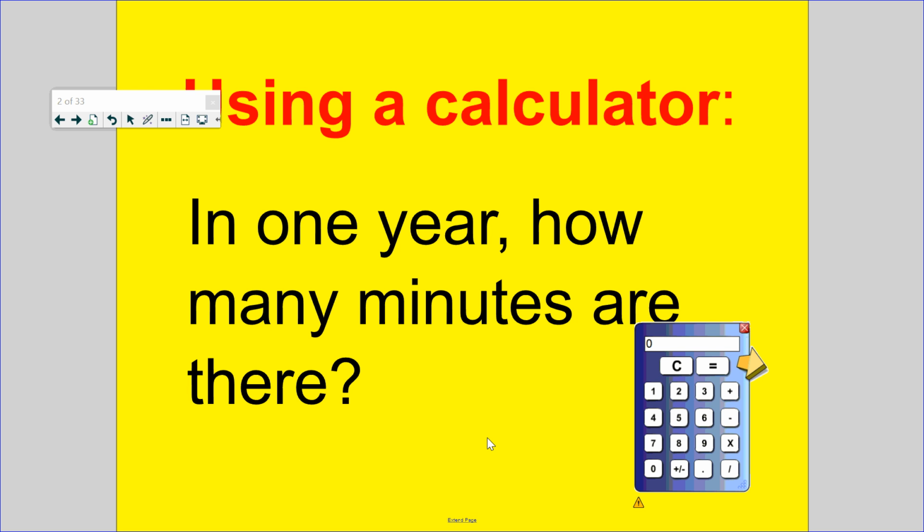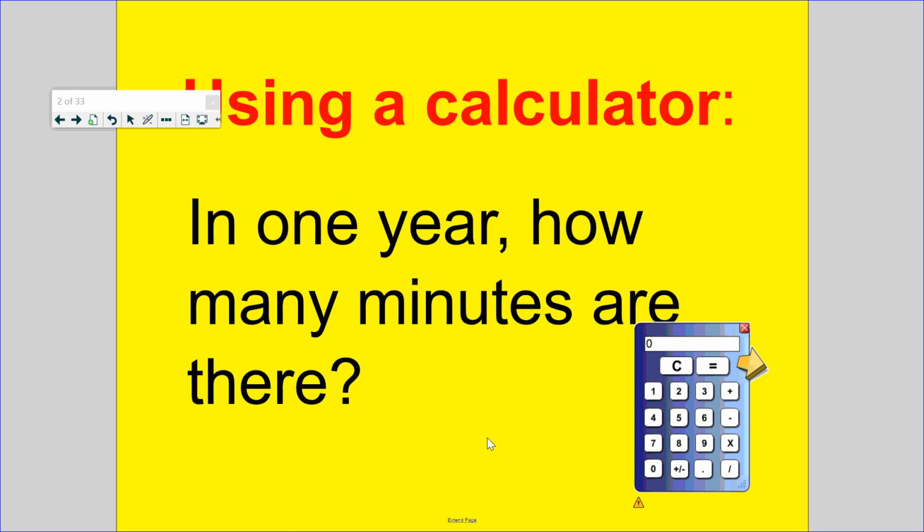All right, so using a calculator, in 1 year, how many minutes are there? Here's a video. Well, the video will have the answer. So what do you think? Every year, how many minutes are there? Well, you can pause it and think about it, use a calculator and figure it out. But here is the answer if you would like to know.